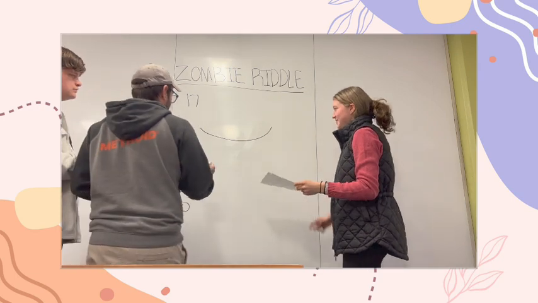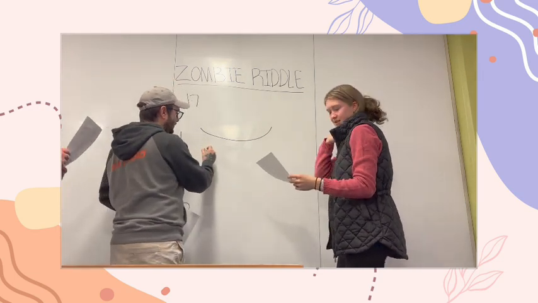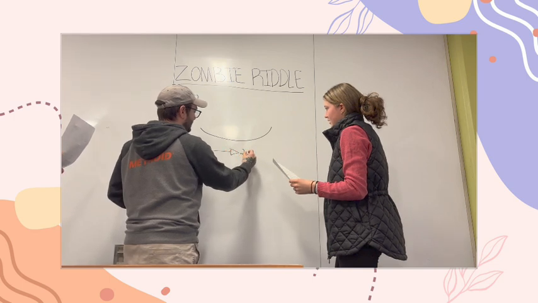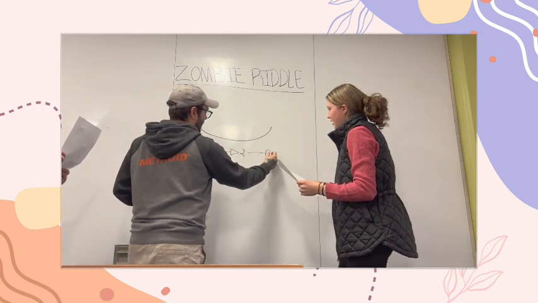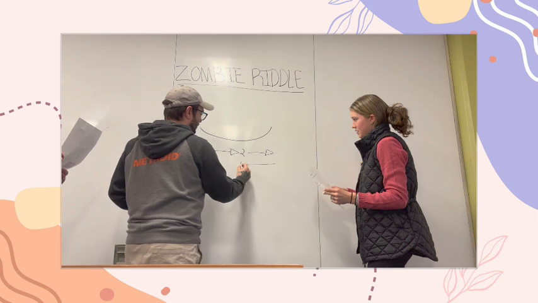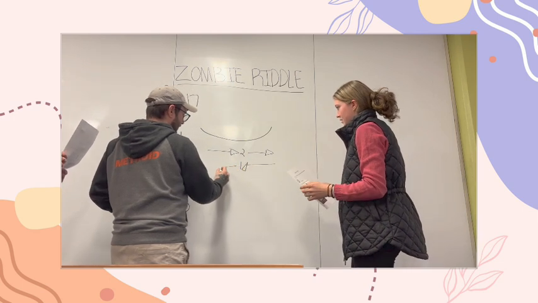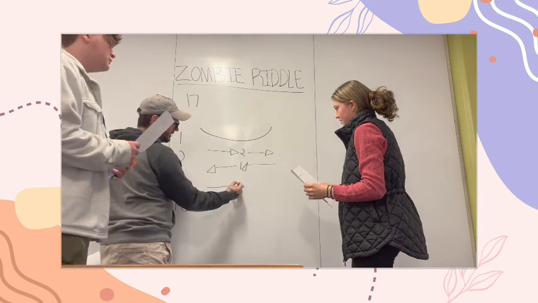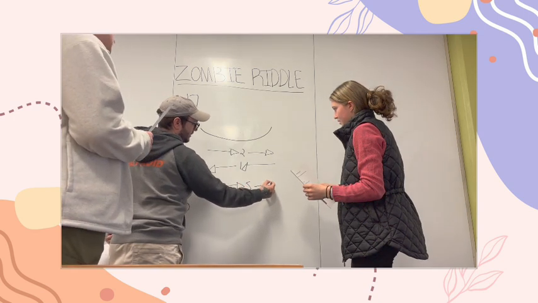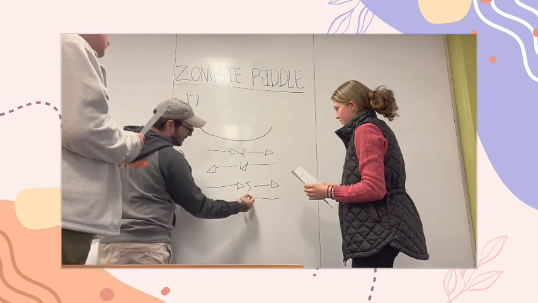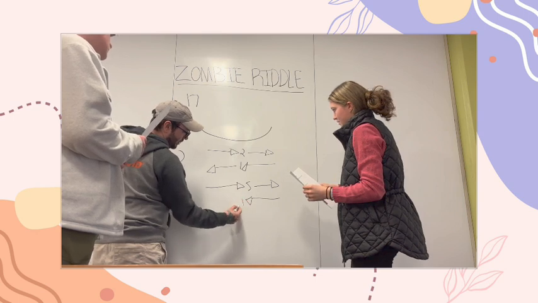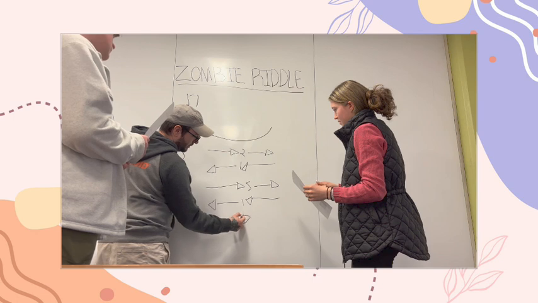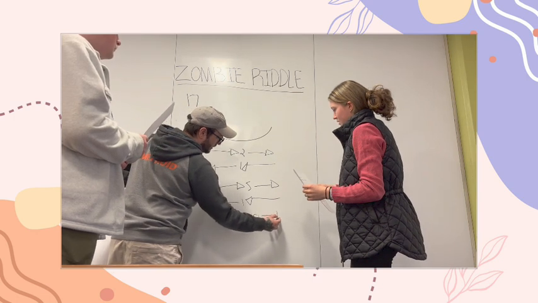So if 1 and 2 cross, which means 2 minutes, right? And then 1 has to go back, which means 1 minute. And then 1 and 5 go across, 5 minutes. And then 1 comes back, 1 minute. And then 1 and 10 will go, 10 minutes, right? So how much is that?